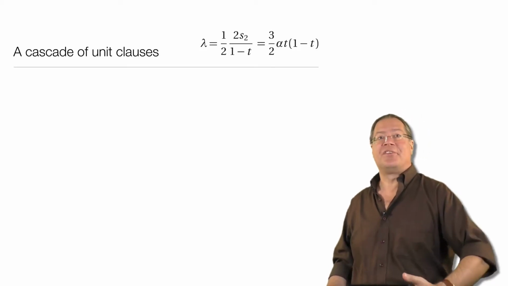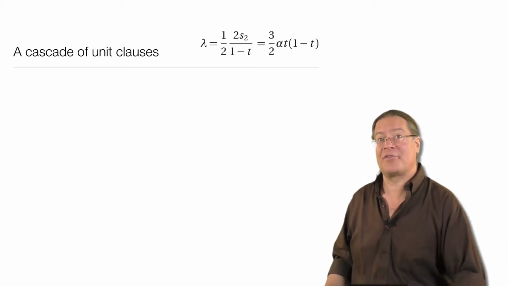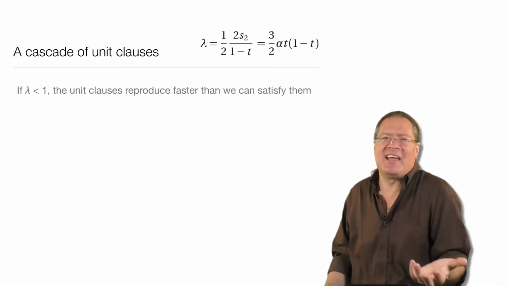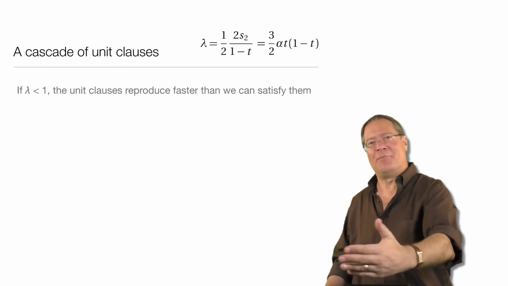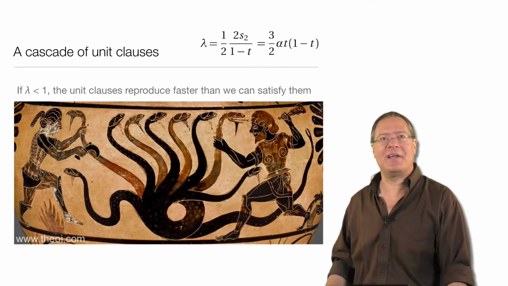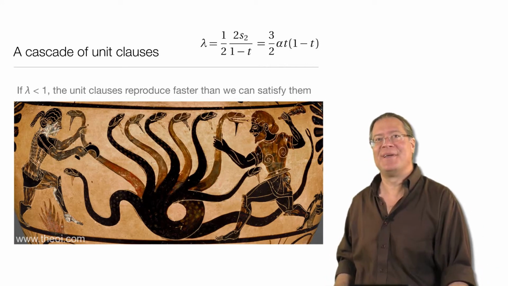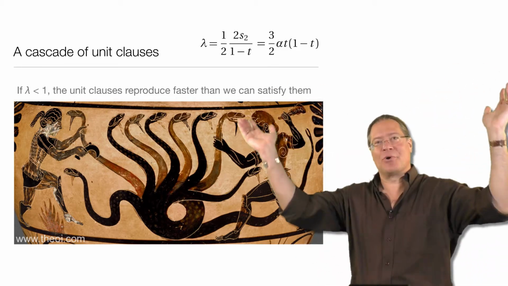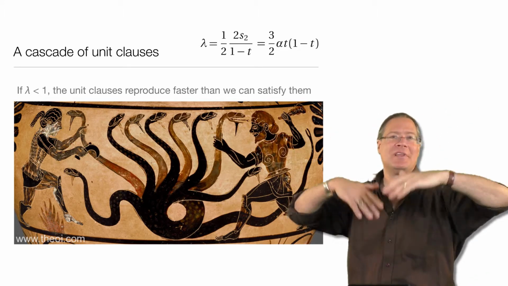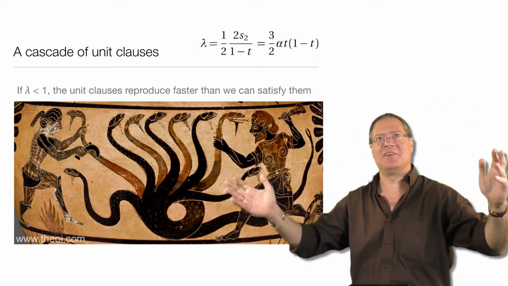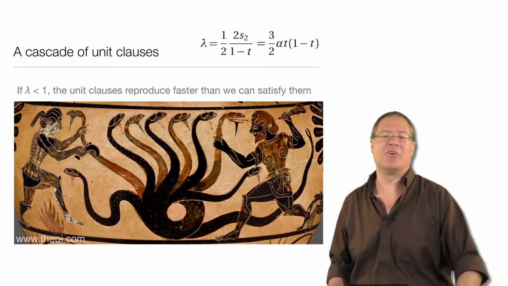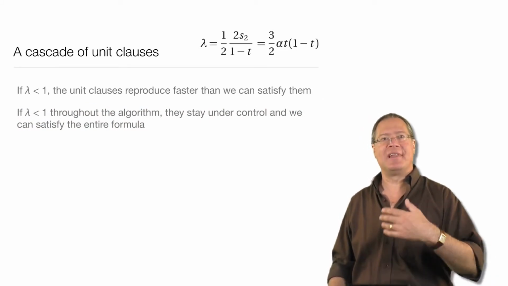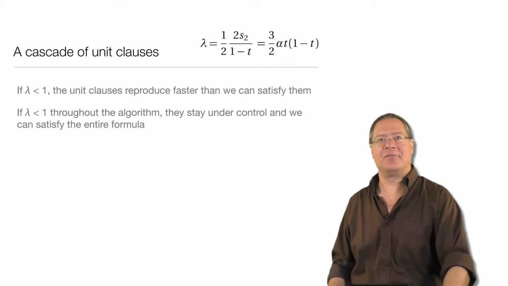So again, the question is: is lambda always less than 1 throughout the algorithm? If that's the case, then we'll at least have a good chance of handling them all, satisfying them all before they proliferate. On the other hand, if lambda is bigger than 1, it'll be like the Hydra from Greek myth. Every time we chop off one head, a bunch more grow in its place, and pretty soon they proliferate, and well, the heads of the Hydra didn't contradict each other, they just tried to eat our hero. But anyway, you know what I mean. So what we need to do is see if lambda is less than 1 for all values of t.